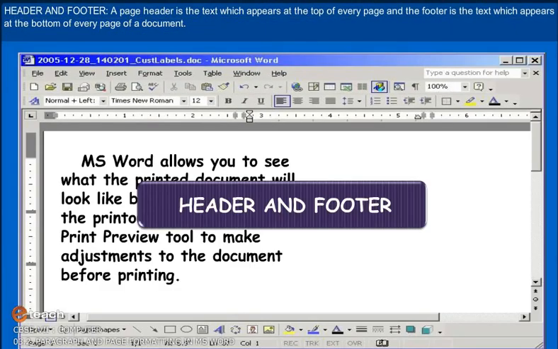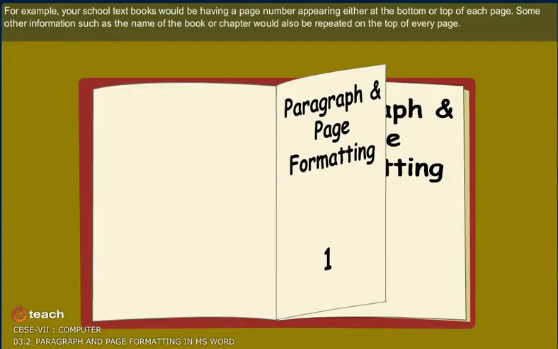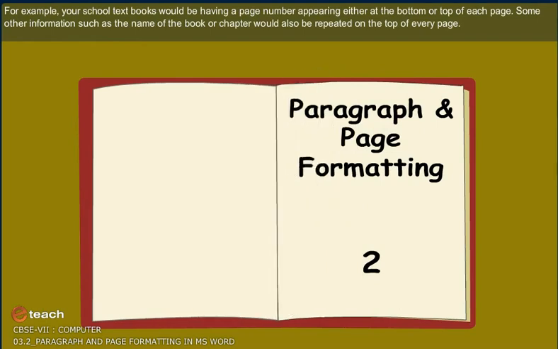Header and footer. A page header is the text which appears at the top of every page, and the footer is the text which appears at the bottom of every page of a document. For example, your school textbooks would have a page number appearing either at the bottom or top of each page. Some other information, such as the name of the book or chapter, would also be repeated on the top of every page.